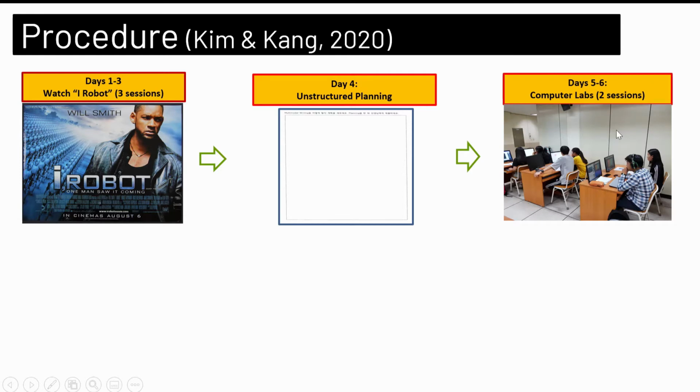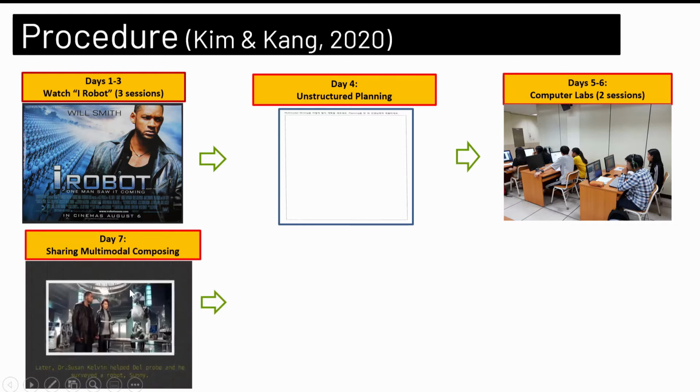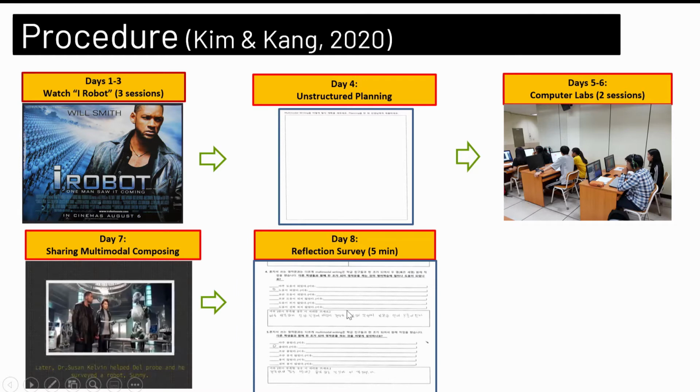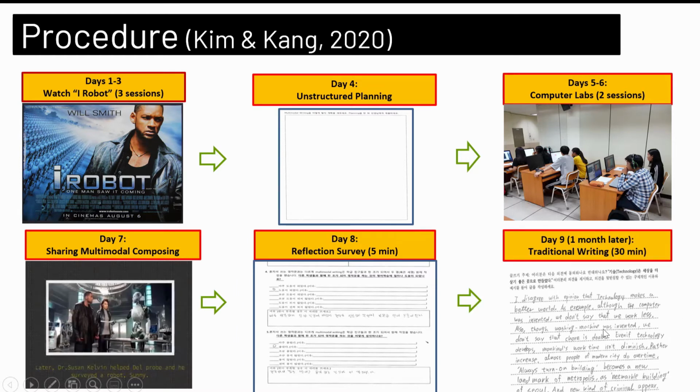And on days 5 and 6, in a computer lab, they created this video in pairs. And they shared the final task outcome with the class, and they completed the reflection survey, and they also did the traditional writing. So in this presentation, I'm going to highlight what they discussed during this planning time and during task performance time, and how that task engagement is associated with the multimodal composing task score, and then students' perception towards that task.